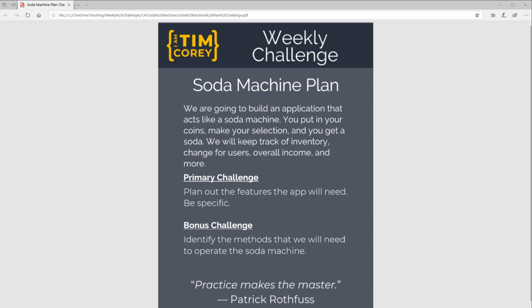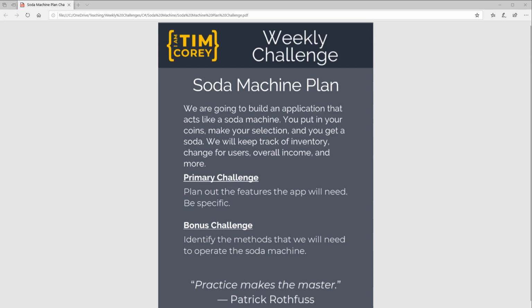So it needs to be able to take in coins. Just coins, or coins and dollar bills, or coins, dollar bills, and credit cards. All right. So what are the features this app is going to need? The bonus challenge is to identify the methods we will need to operate the soda machine.